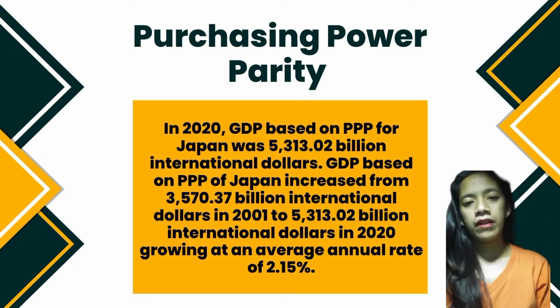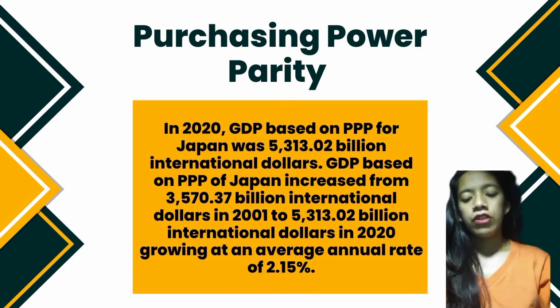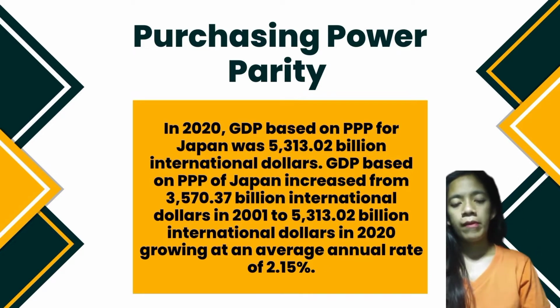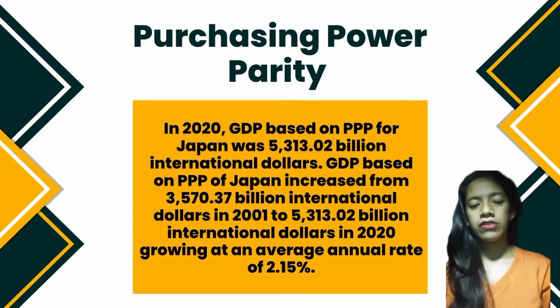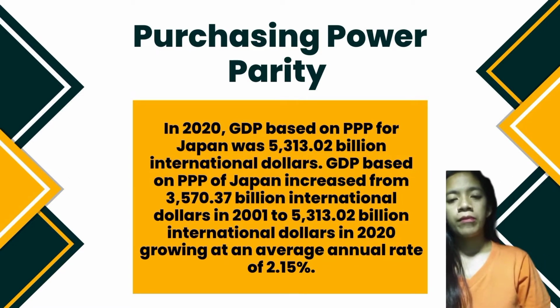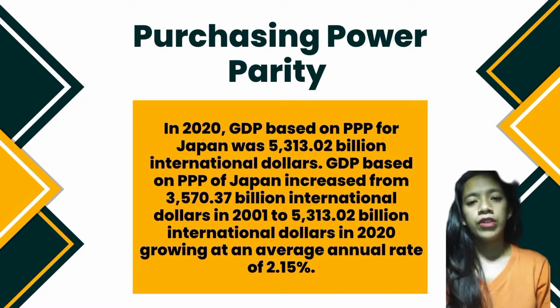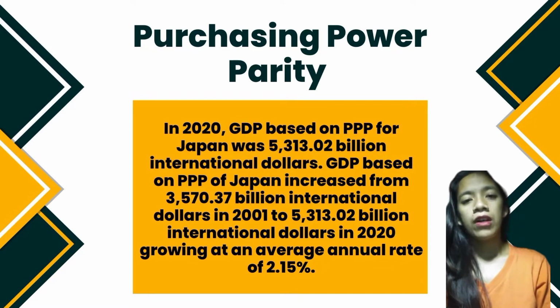The purchasing power parity based on GDP of Japan in the year 2000 is 3,570.37 billion international dollars, and it increased at a 2.15% rate to 5,313.02 international dollars from the year 2003.